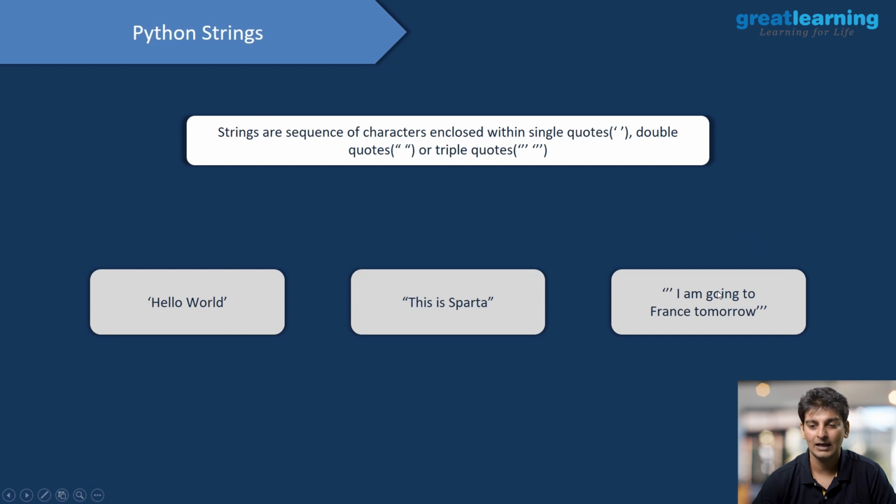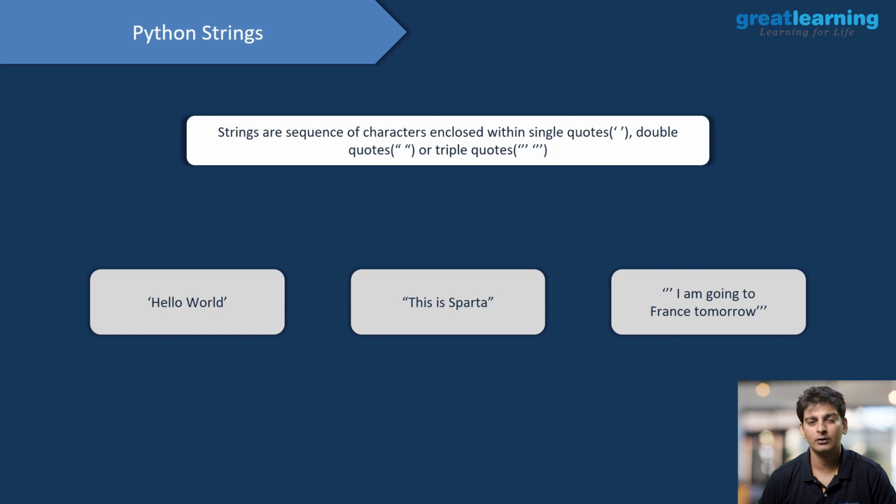So as you see this example over here, I am going to France tomorrow. So you have triple quotes around the string because this is present in multiple lines. So hello world is present in single quotes. This is a string. This is Sparta is present in double quotes. And again, this is a string. But when it comes to I am going to France tomorrow, this is a multi-line string. So that's the basic premise for strings.